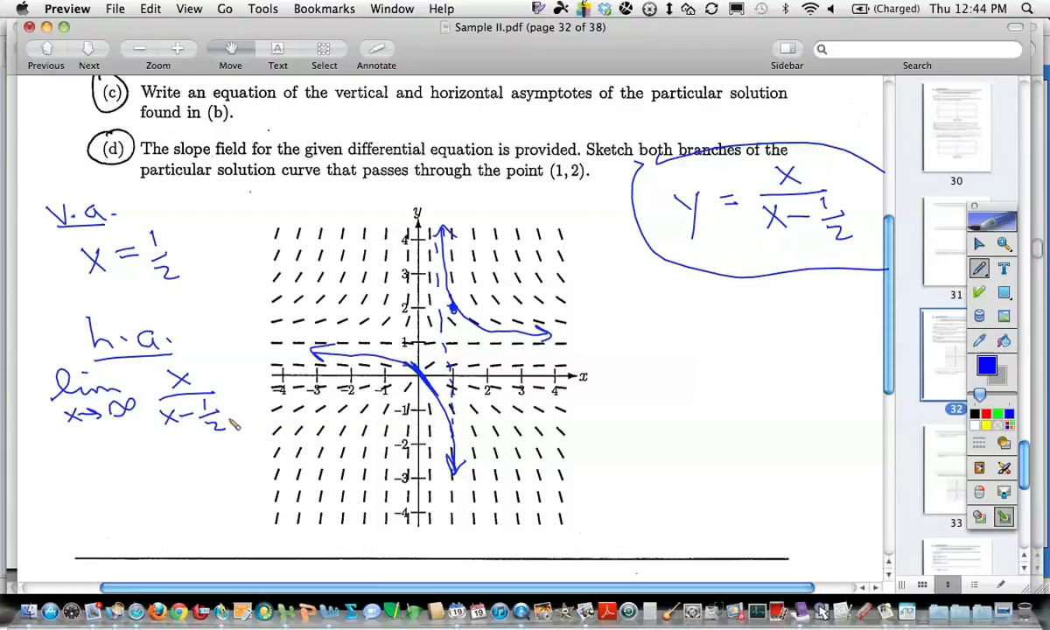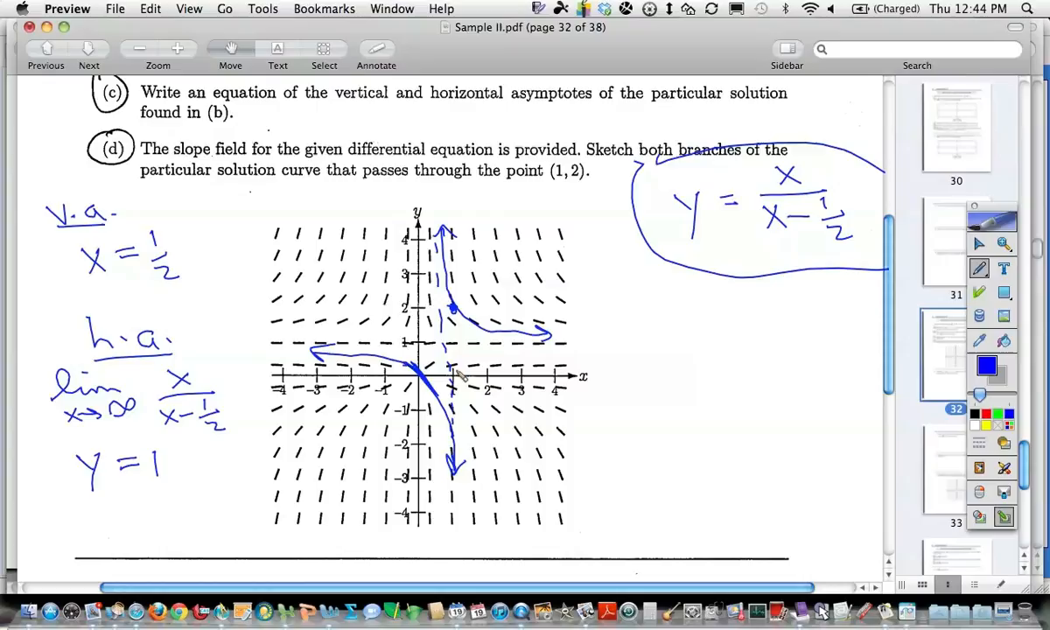Here, as x gets big, the top's getting big, the bottom's getting big. That's infinity over infinity. We could do L'Hopital's rule. Derivative of the top, 1. Derivative of the bottom, 1. 1 over 1. So, the limit here as x goes to infinity is 1. What we have is a horizontal line at y equals 1. That's our horizontal asymptote. And as you can see from the graph, it certainly is.